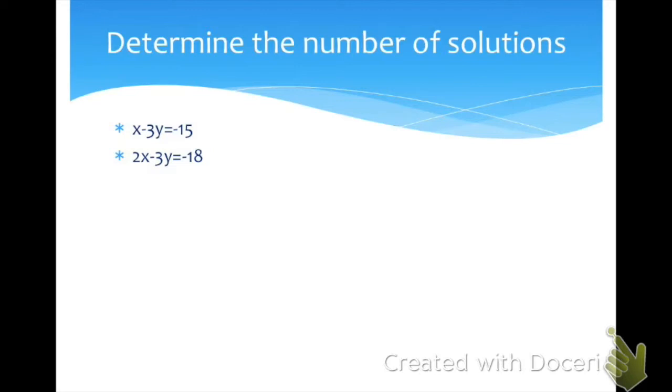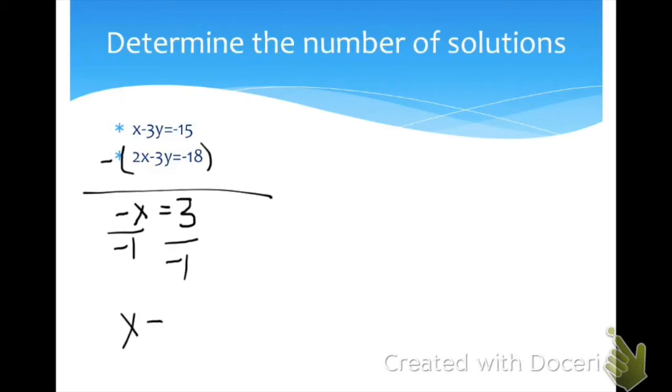Let's try this one. If I solve for y, or I could eliminate, let's eliminate. Ready? I can subtract because my y's are the same. If I subtract, x minus 2y gives me negative x. The y's will cancel out, equals negative 15 minus negative 18, or plus 18, which gives me 3. So I divide by my negative 1, x equals negative 3. Because I got a solution with x, I know that there is one solution.